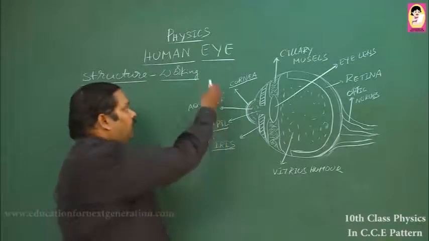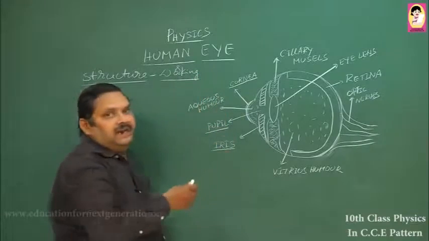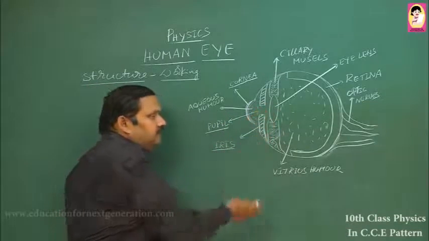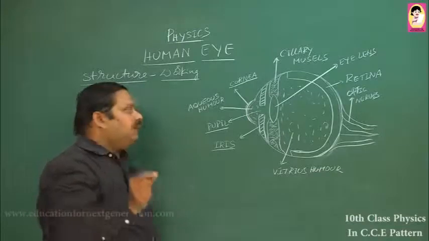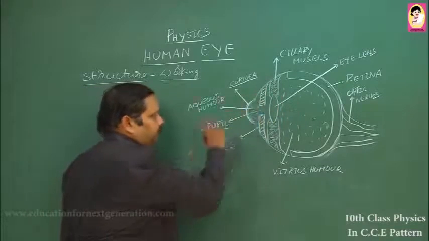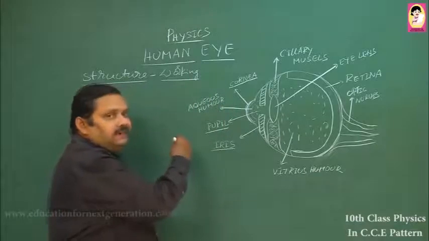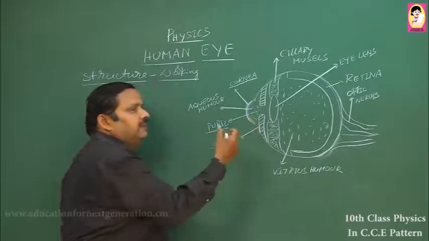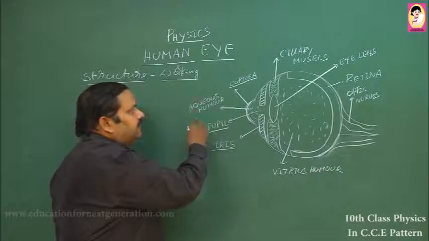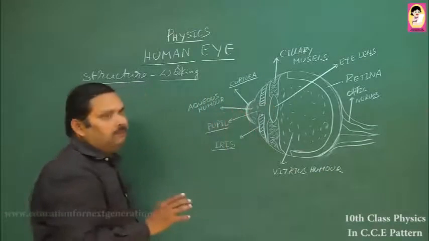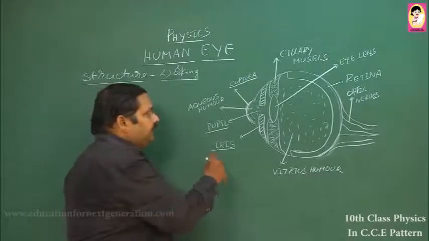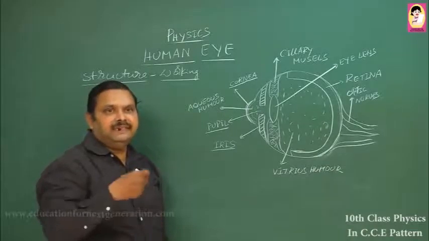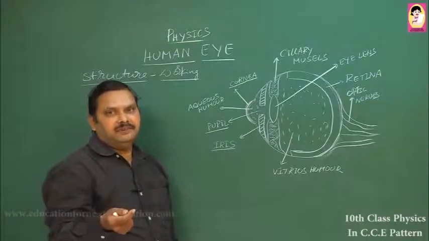Suppose outside there is high intensity of light and it tries to enter into the eye, the iris expands, the size of the pupil decreases, and only the requisite amount of light can enter into the eye. If the light intensity outside is very low, the iris contracts, the size of the pupil increases, and the available light enters into the eye through the pupil. So basically the purpose of the iris is to regulate the intensity of light entering into the eye. It can decrease the intensity of light and it can increase it also.